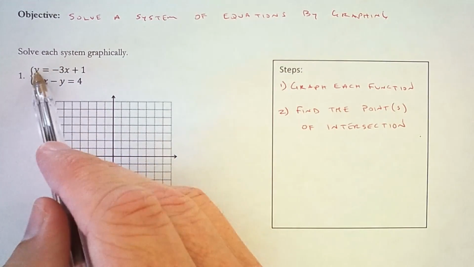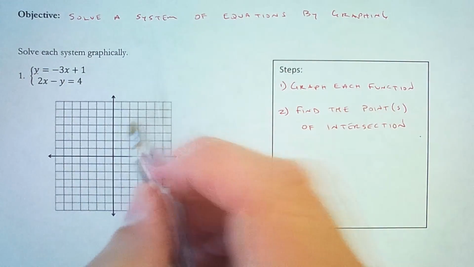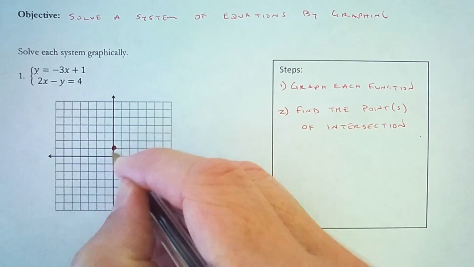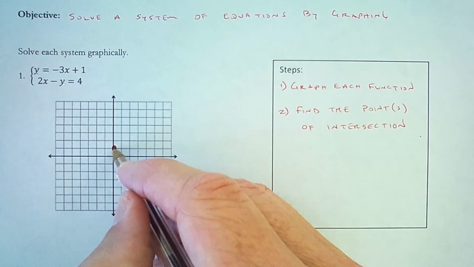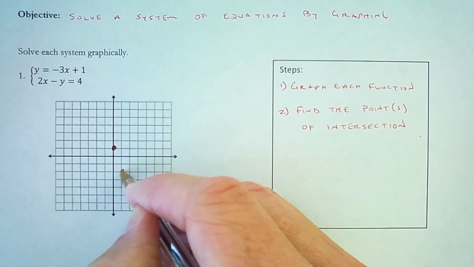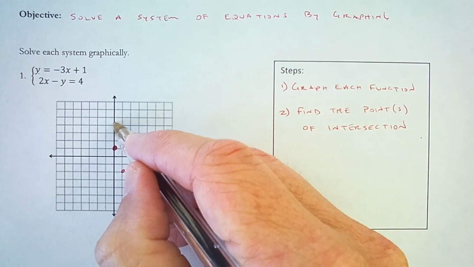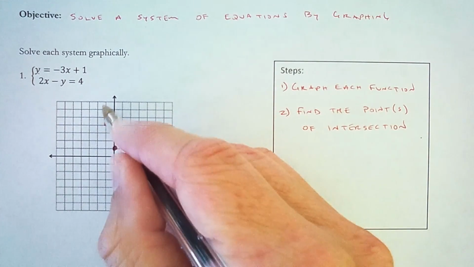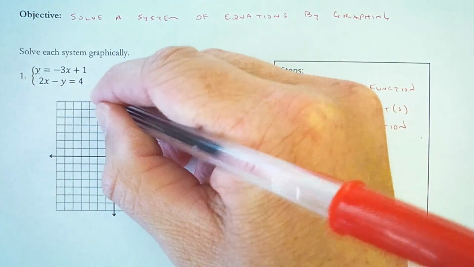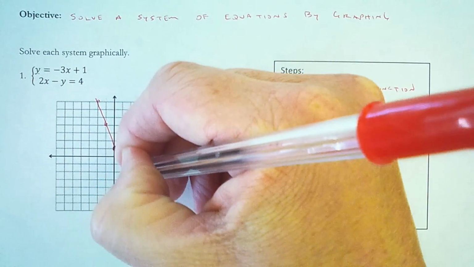So we have y equals negative 3x plus 1. That's a y-intercept of 1 and a slope of negative 3. That's down 3 and right 1 as many times as we can, and up 3 and left 1. So here is the graph of the first function.